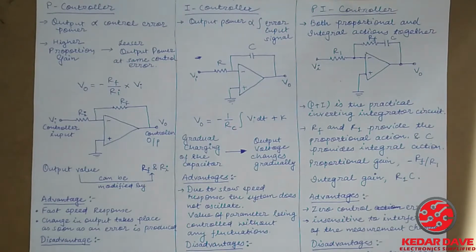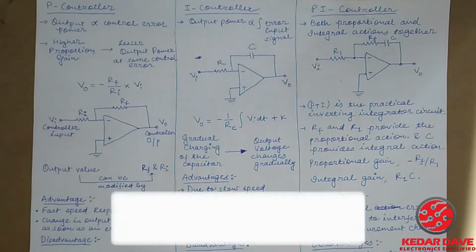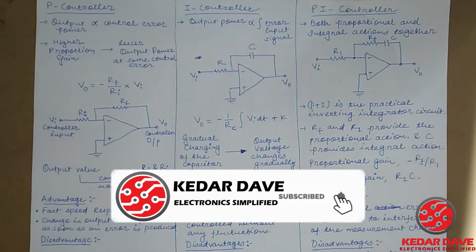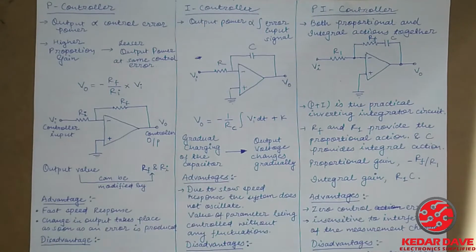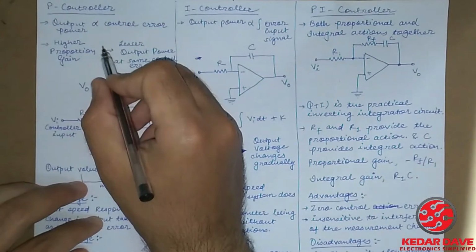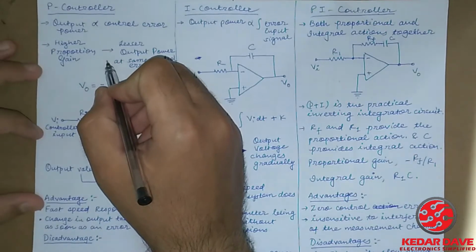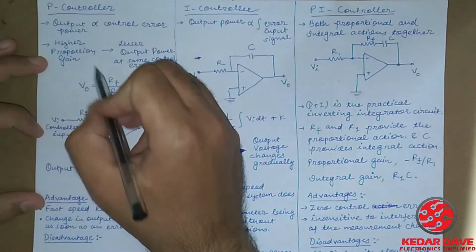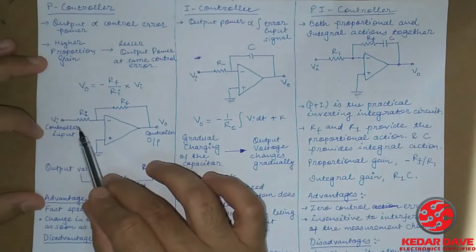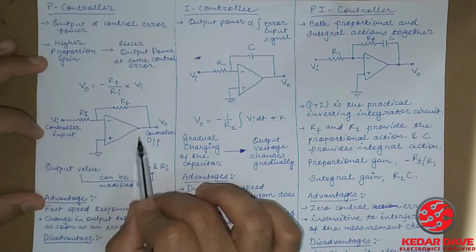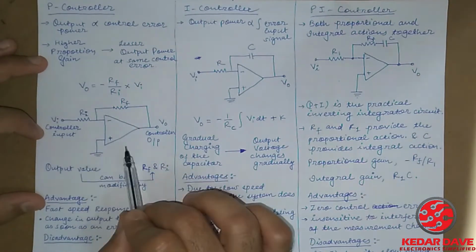So today we are going to learn about the controllers. There were four types of different analog controllers that we have seen in the previous lecture. So we will get some brief idea about these controllers. First of all, if we talk about the proportional controller, it can be described in a circuit diagram like this.